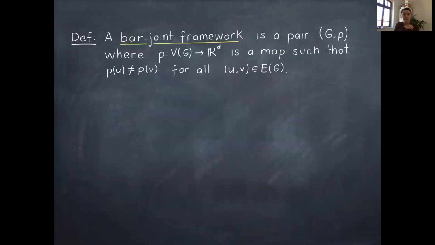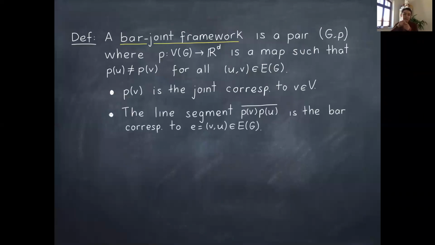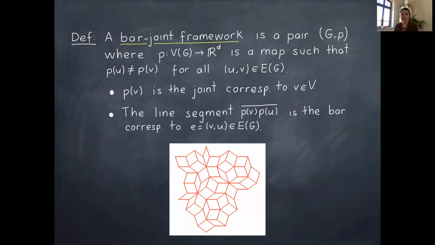So I'm considering bar and joint frameworks. What this is, is a graph G and an embedding P of the vertices of G in two space or three space. The vertices of the graph are the joints, and the edges of the graph are the bars. In many cases, these bars will have the same length, but not necessarily. And I am interested in these types of frameworks.